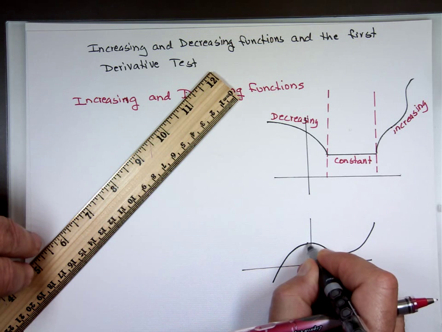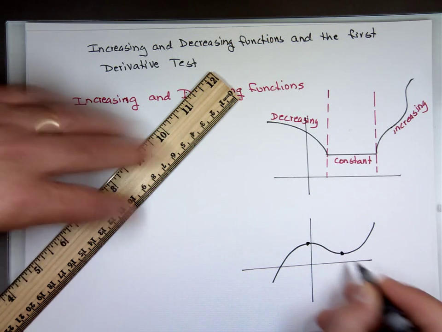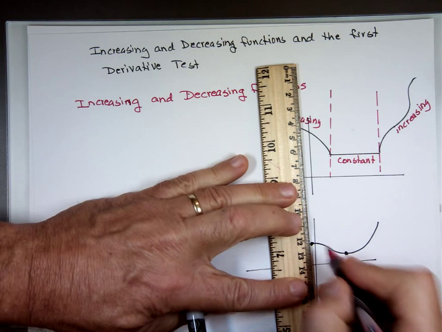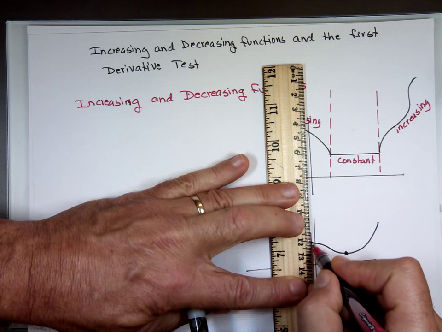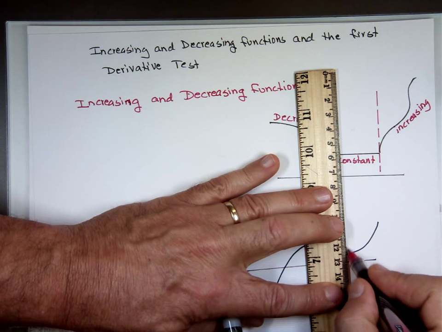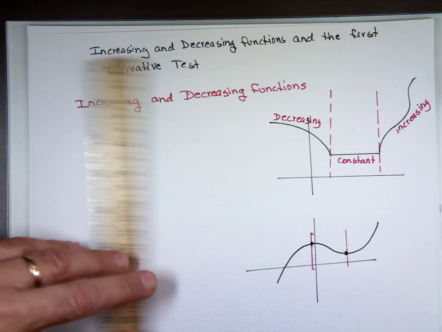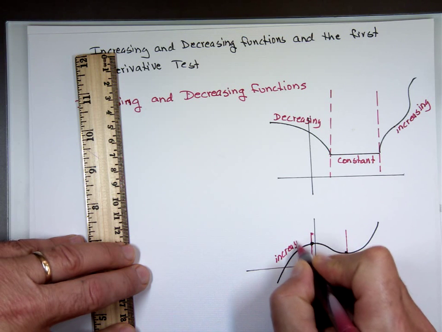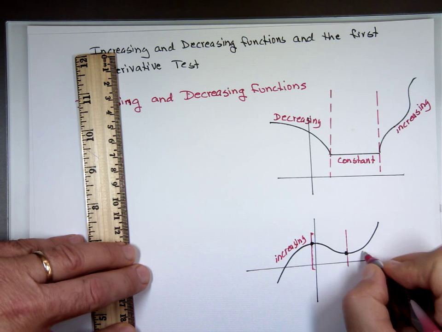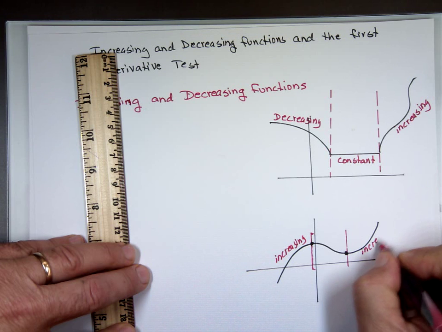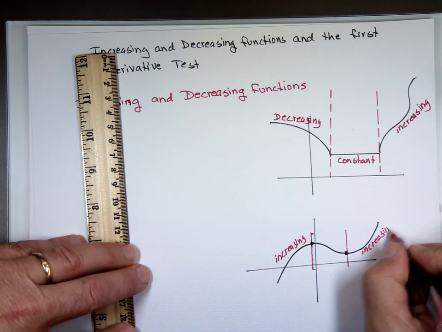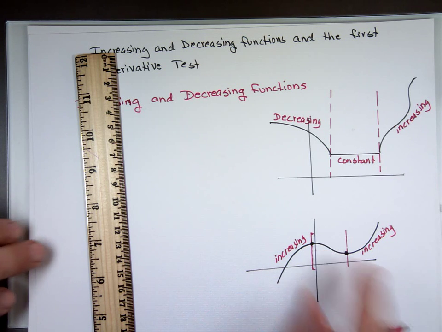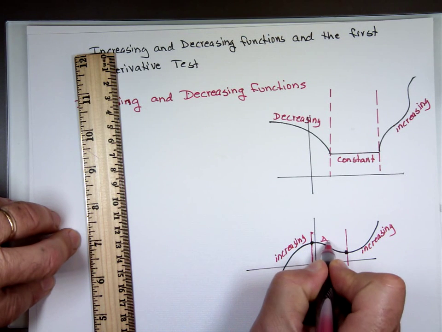Now I'll pick these, the peak values. So up to here, it's increasing right here. Anywhere else also increasing? Right here. What about this value? That's decreasing.